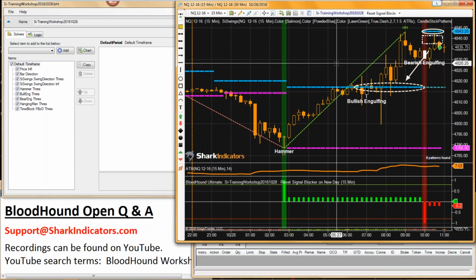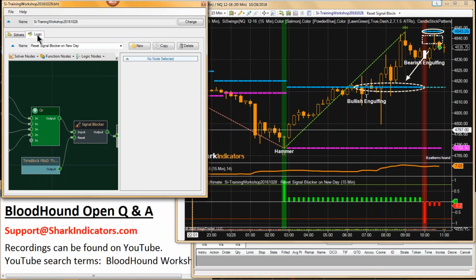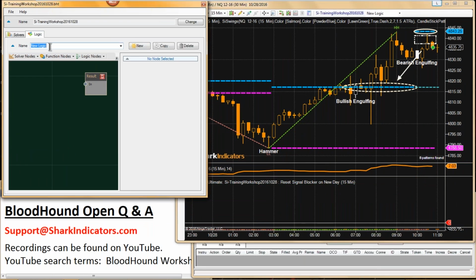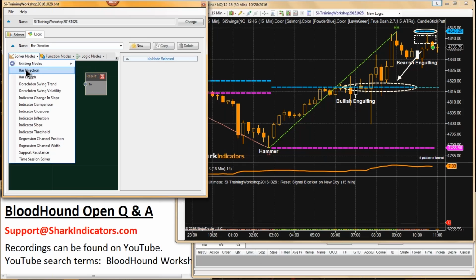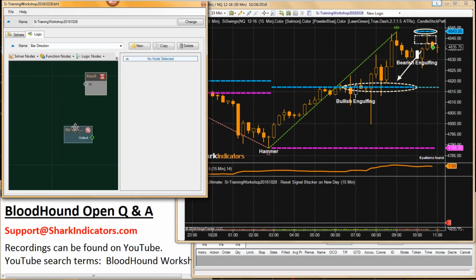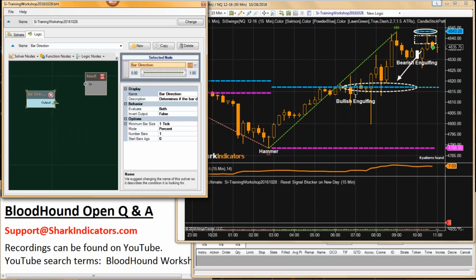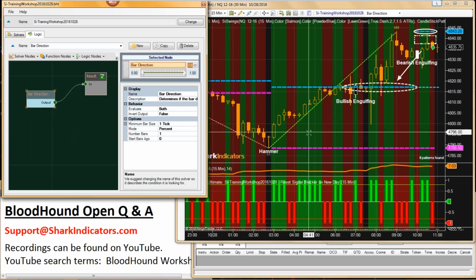Is there a solver to find the close of a bar is greater than the open of a bar? Yeah, that's called the bar direction solver. So let's take a quick look at that. Let me go to the logic board here, and here we go, bar direction. So just drop a new bar direction here on the board. Connect that up, and there you go.